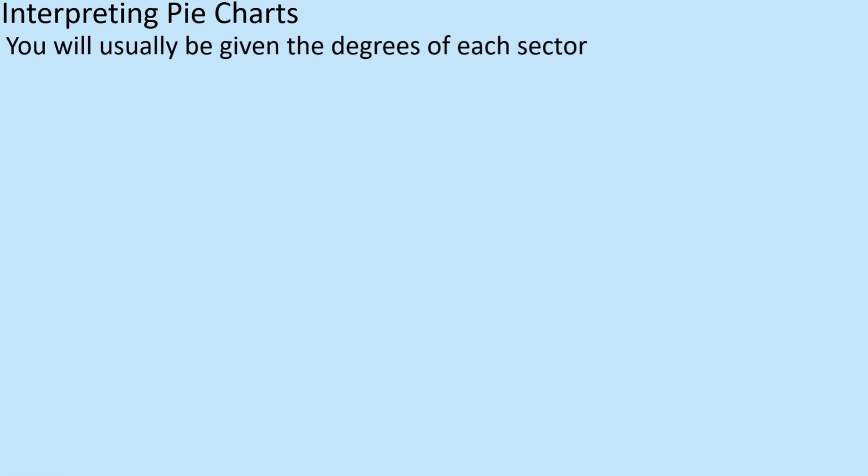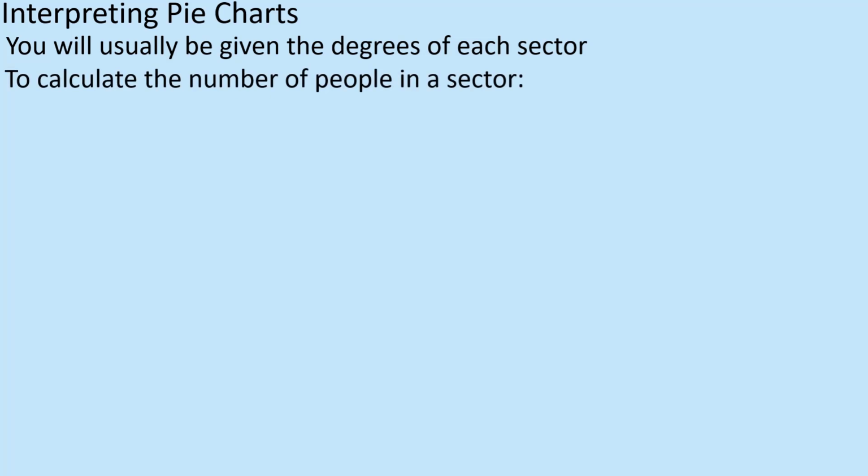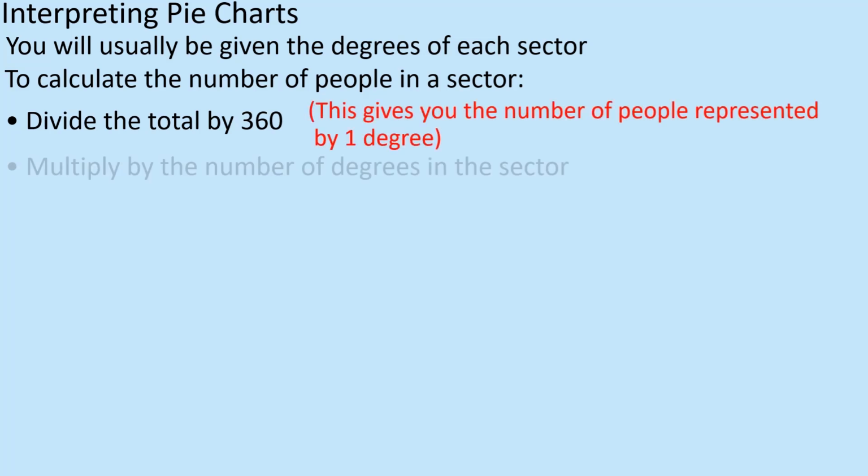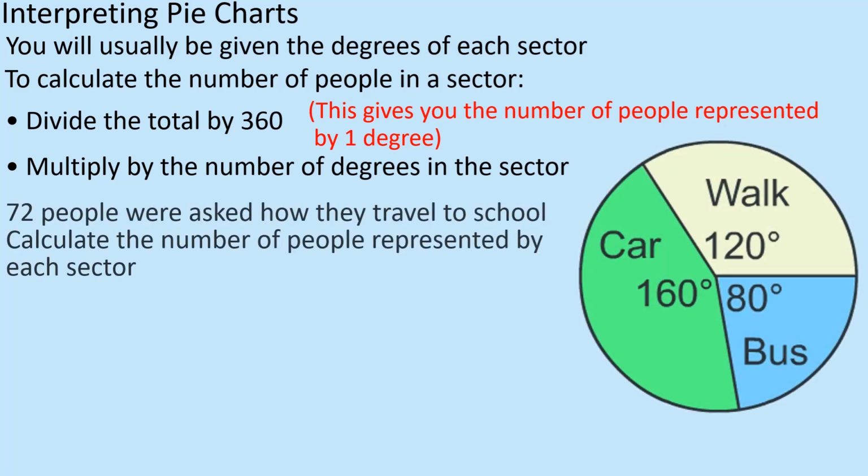You're usually given the degrees of a sector. You need to calculate the number of people in a sector. In order to do that, you need to divide the total by 360, and then you need to multiply it by the number of degrees in the sector. Clear? No, I doubt it. Right, let's have a look at an example.